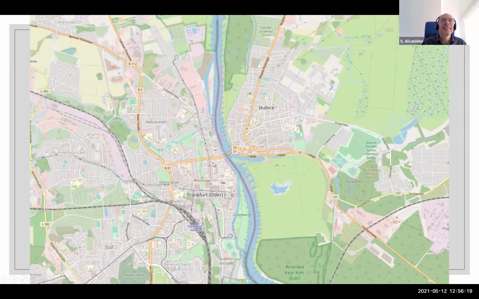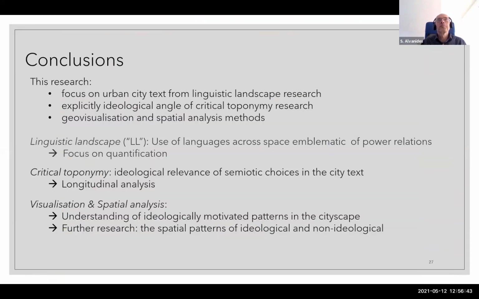This is the last case study that we will be working on, looking at the changes in street names between Frankfurt and Słubice. Now, it's less challenging because they are smaller places. It's more challenging because the boundary, the German-Polish boundary, kept moving back and forth over the years. And it will be very interesting to see how this was reflected in the street names.